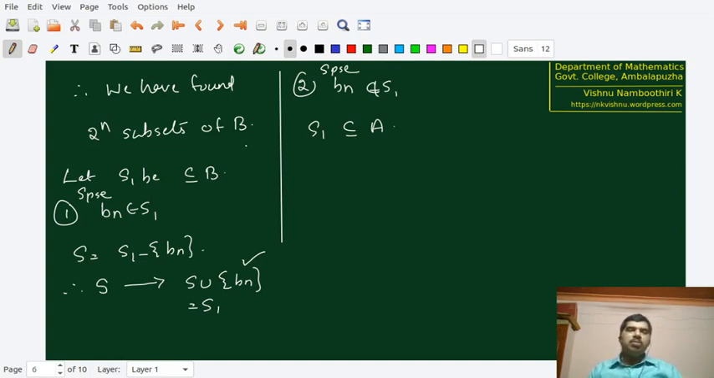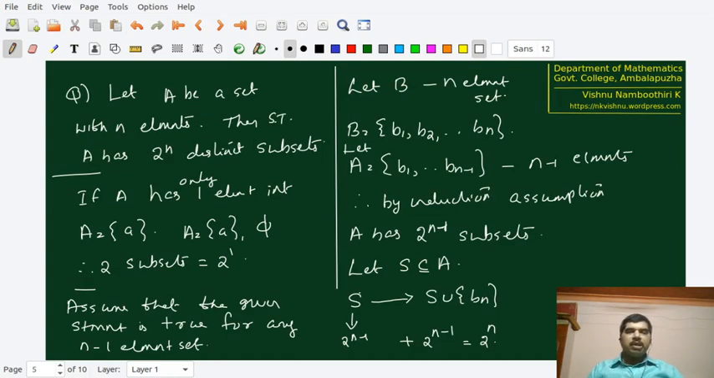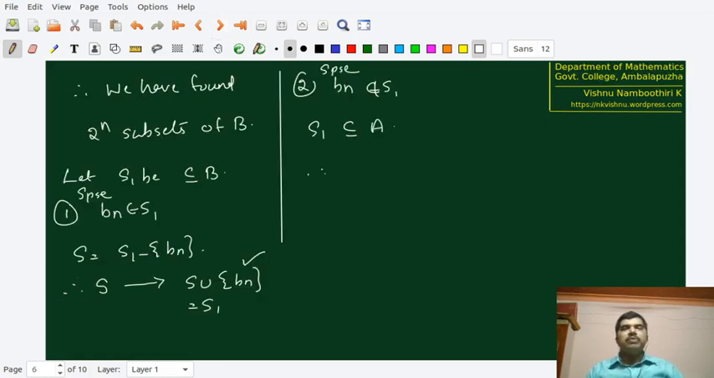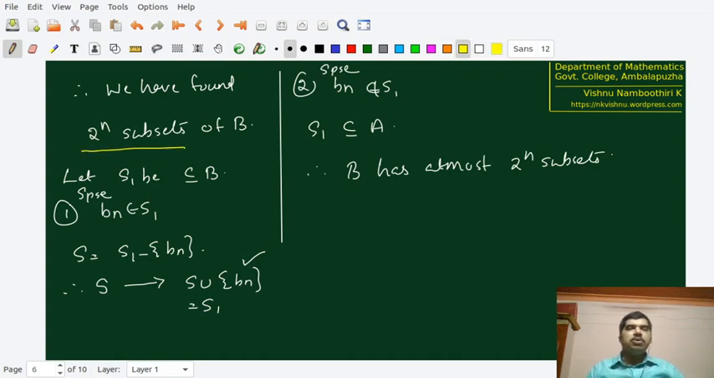Therefore, every subset of B must be either coming from this side or it must be coming from this side. That means that every subset of B belongs to one of these 2 raised to n-1 or 2 raised to n-1 classes. Therefore, it belongs to this 2 raised to n collection. Therefore, we can have at most 2 raised to n subsets. We have, therefore, B has at most 2 raised to n subsets, but we have already found that B has indeed 2 raised to n subsets.